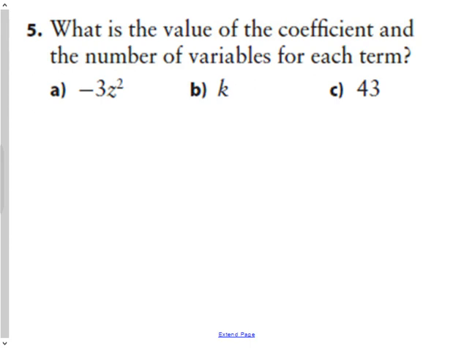the coefficient and the number of variables for each term? So again, it would be very helpful if we go back to grade 7 to define what is the coefficient. Well, coefficient is a fancy word for how many of the variable you have, how many of the attached variable term you have. Or another way to think of that is a multiplier for the variable.